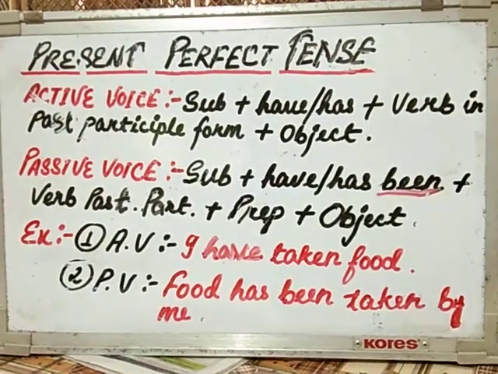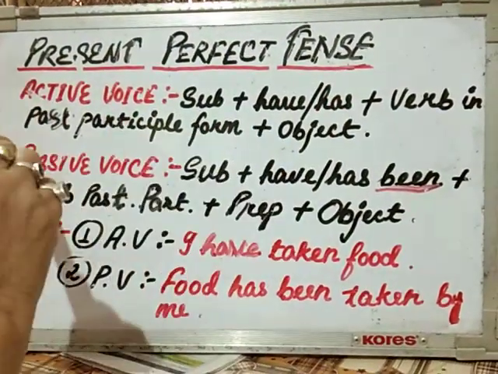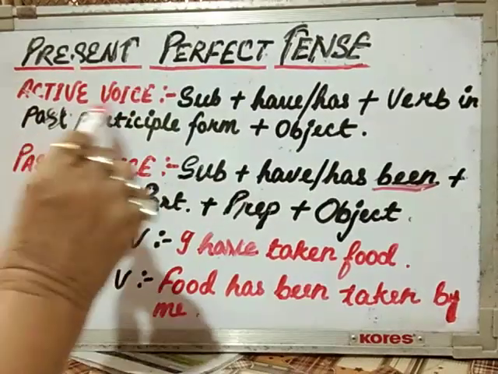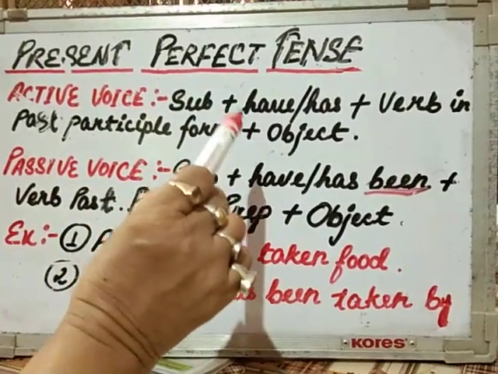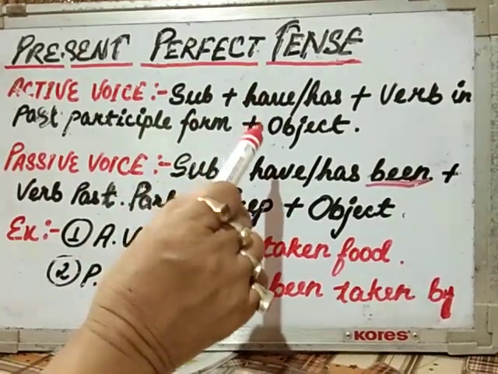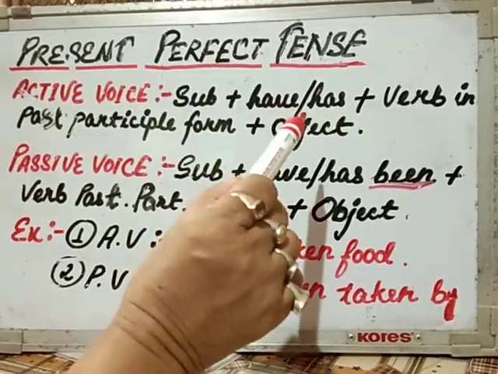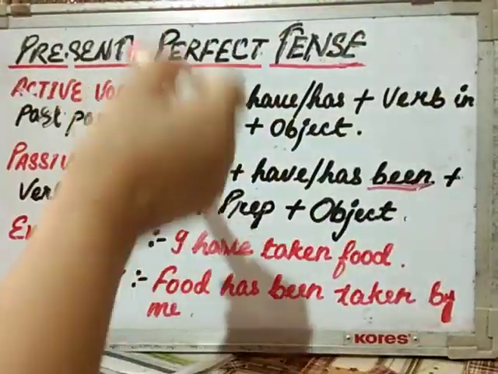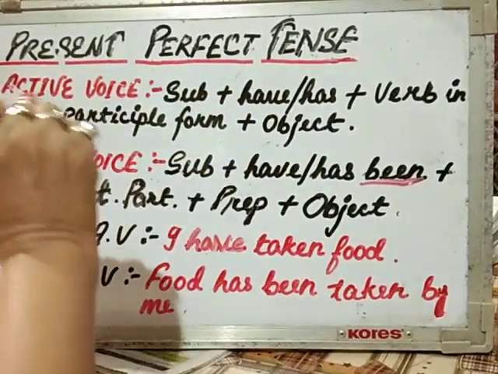So here is the present perfect tense. How to change present perfect tense from active to passive. In the active voice, first we write the subject, plus we write have or has according to the person, whether it is first person, second person or third person, plus the verb in the past participle form, plus object. This is in the active voice.